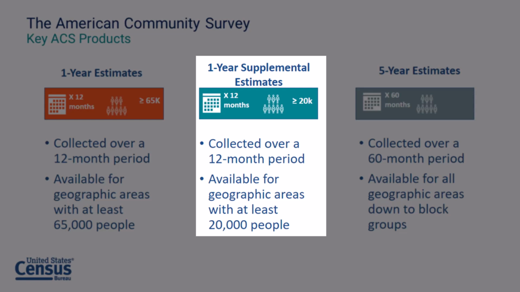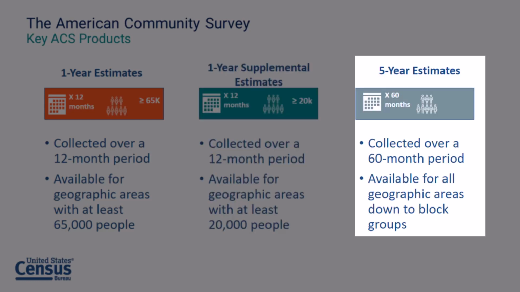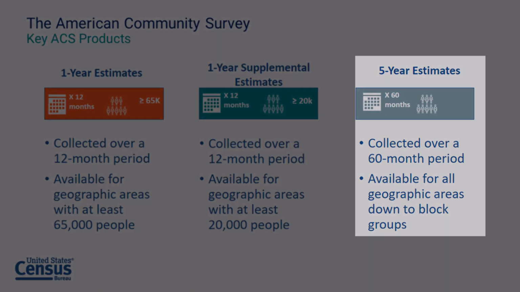One-year supplemental estimates are simplified versions of popular ACS tables and provide the most current data to almost twice as many geographies compared to the standard one-year release. ACS 5-year estimates combine data collected over 60 months and are available for geographic areas of all population sizes down to the granular census tracts and block group levels.